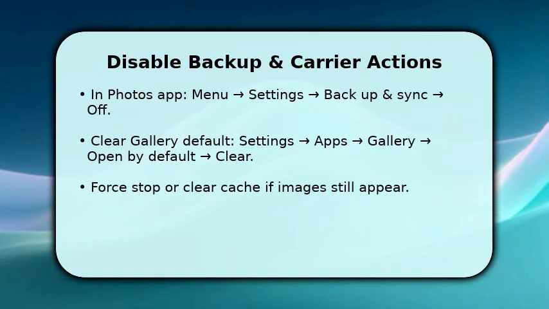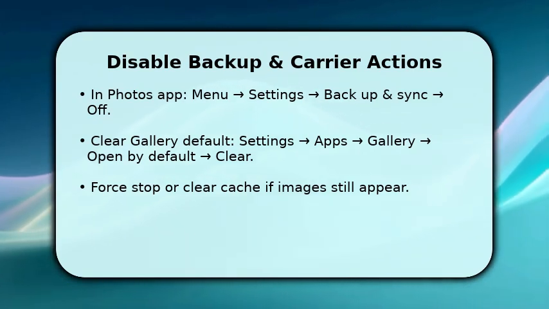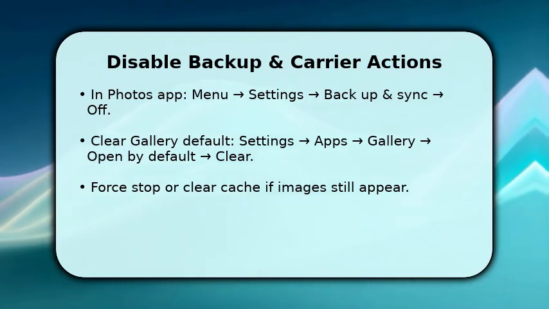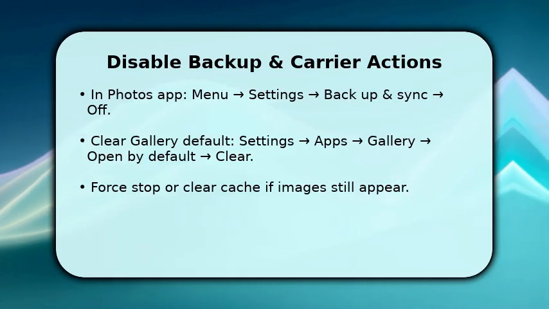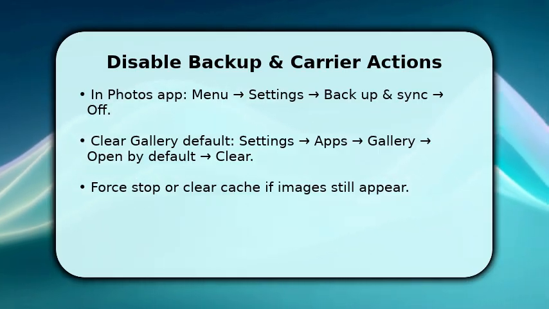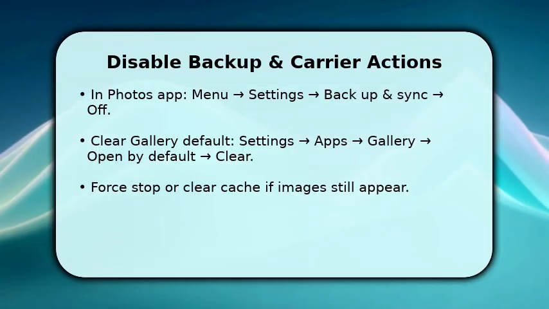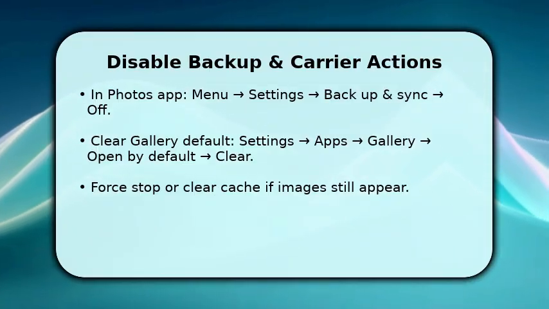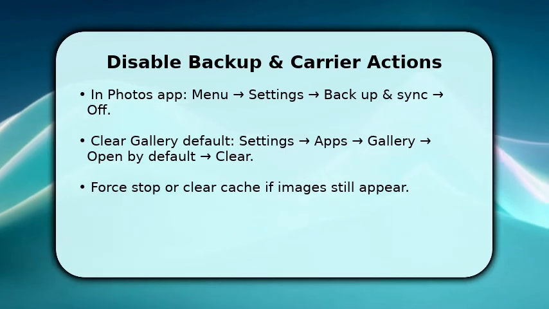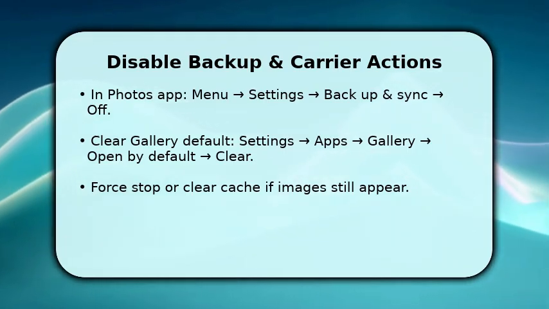Now, turn off automatic backups in Google Photos because backups sync thumbnails into the gallery. Go to Photos, Menu, Settings, Backup and Sync, and switch it off. Next, return to Settings, Apps, Gallery and clear any open by default or associations so the system stops pulling Photos thumbnails into your gallery view.